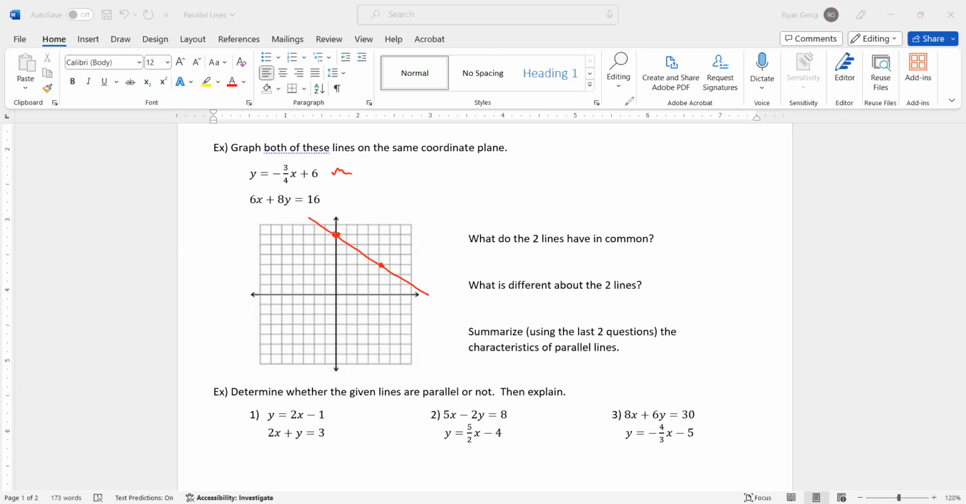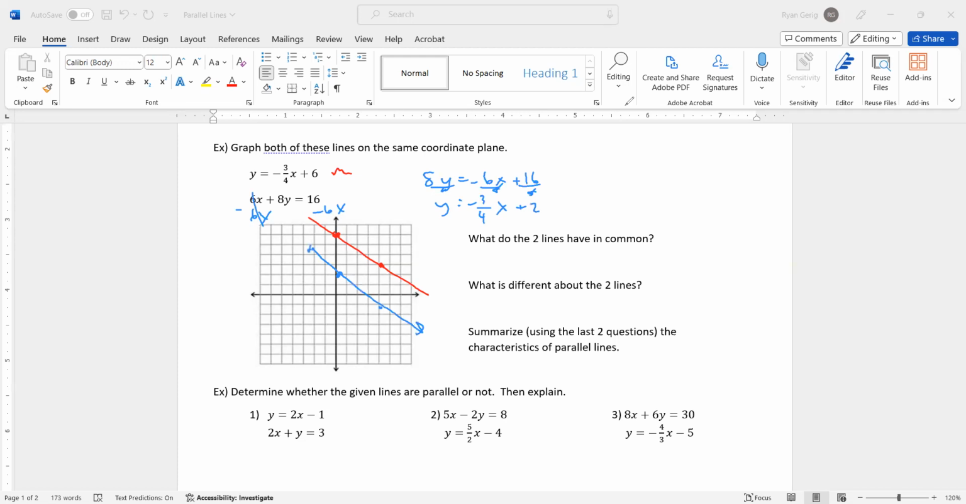I could use intercepts, except the x-intercept would be 16/6, which is not a good number. So I'm going to transform that equation into slope-intercept form. So I get 8y equals negative 6x plus 16. Divide by 8. Negative 6 divided by 8 is negative 3/4 if you reduce it. 16 divided by 8 is 2. So 2, down 3, right 4.